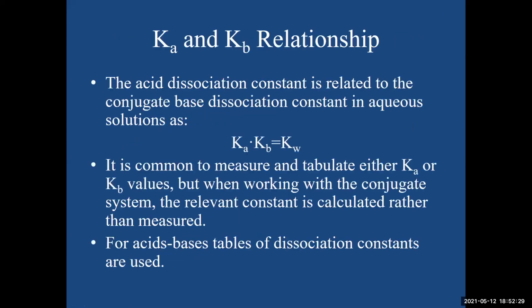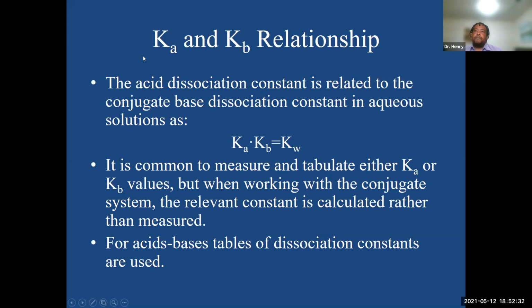Okay. Kb in terms of Ka. When we have an acid and base coming together, the dissociation constant of the acid is going to be related to the dissociation constant of the conjugate base. So Ka times Kb is going to give us Kw. If we actually do that, let's go back.